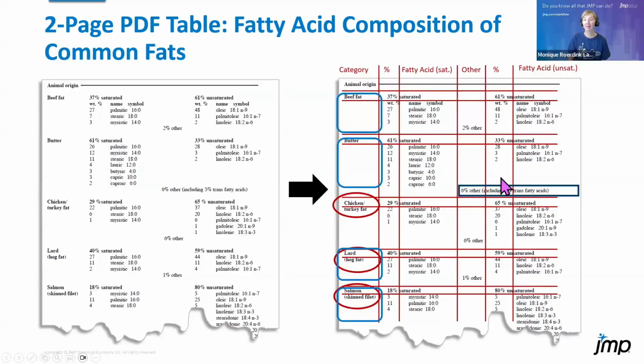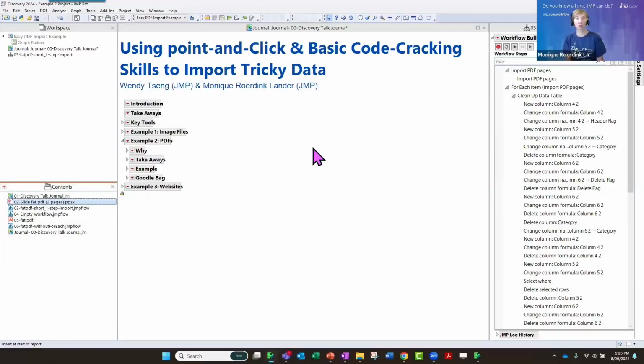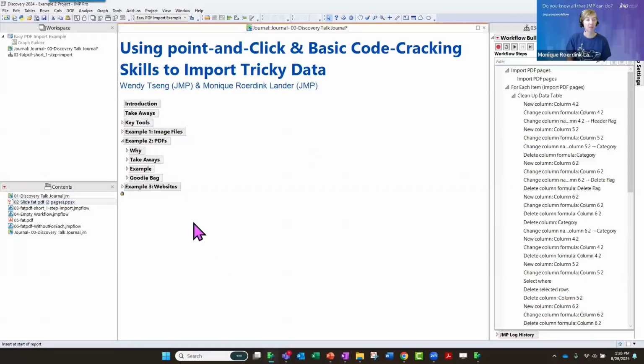And then we also have things like this data that spans multiple columns. So lots of issues that we will have to clean up after we bring this data in. All right, so let's come back to our journal here, and let's first look at the end result.